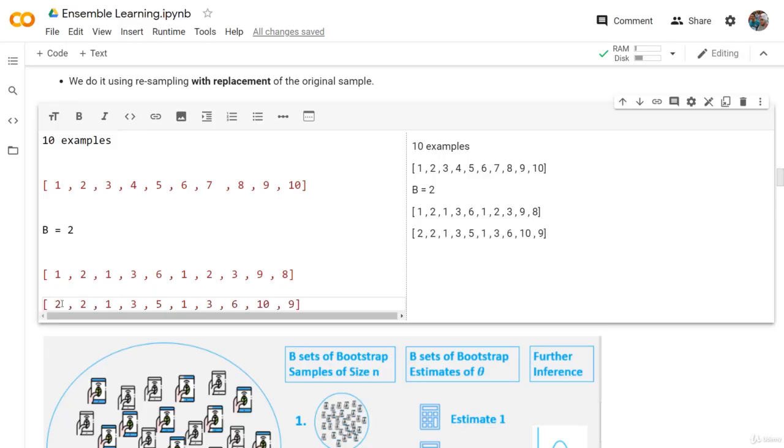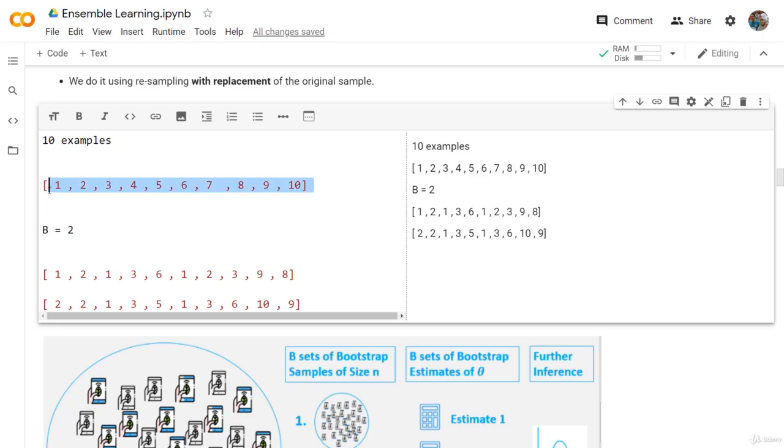So here we have also 10 examples. In the first set we have 10 examples, and in the second set we have 10 examples, because we have B sets of bootstrap samples of size n, okay? And we are doing this with replacement. So here we have 2 repeated 2 times, 1 repeated 2 times, 3 repeated 2 times, and 7, 4, and 8 are not there, right? So this is how we perform resampling with replacement.